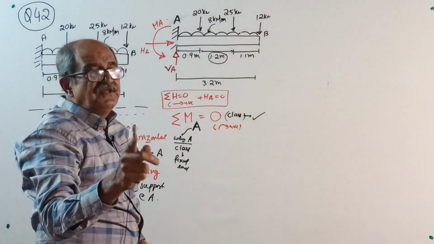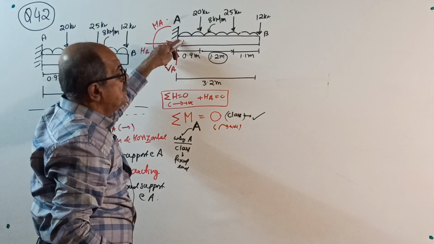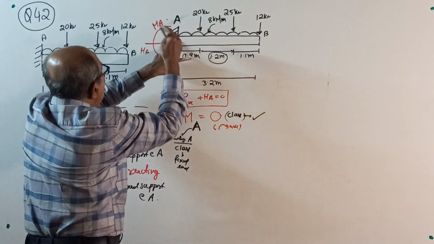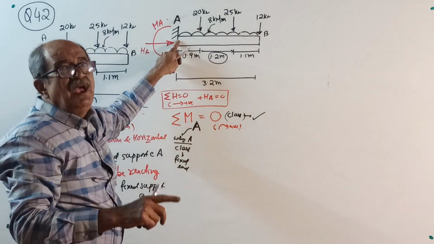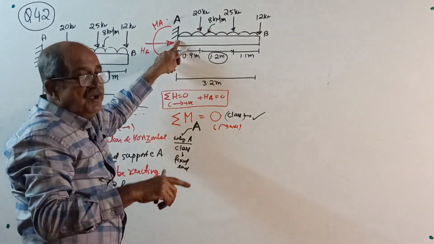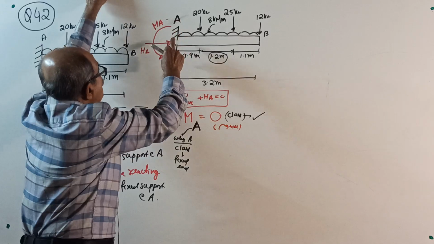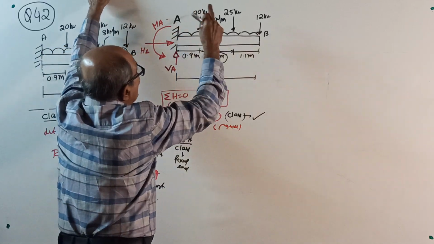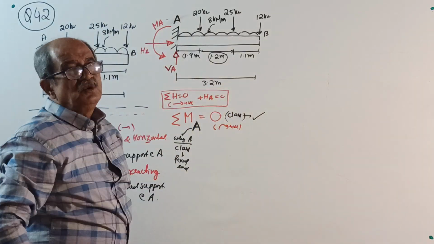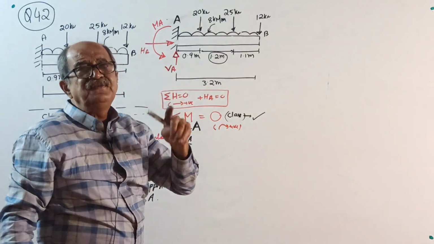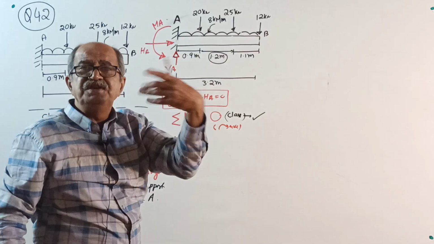And I told you thousands of times, when you take moment about A, VA into 0, HA into 0, MA into not 0. MA is a couple. For a couple, wherever the couple is, whether you take moment about A or about this point or this point or this point, it is MA only. So, not one side. One side I will tell you later when you go to shear force and bending moment.